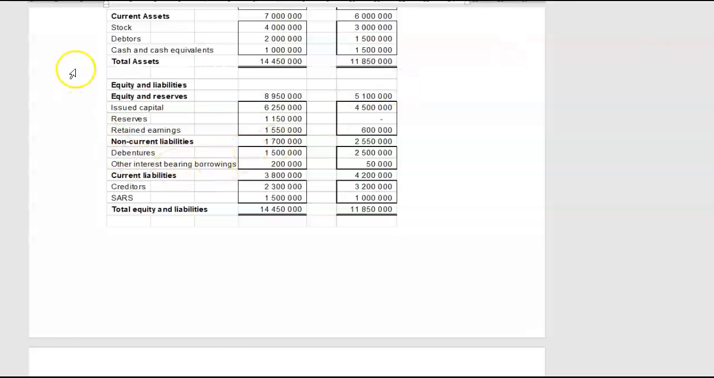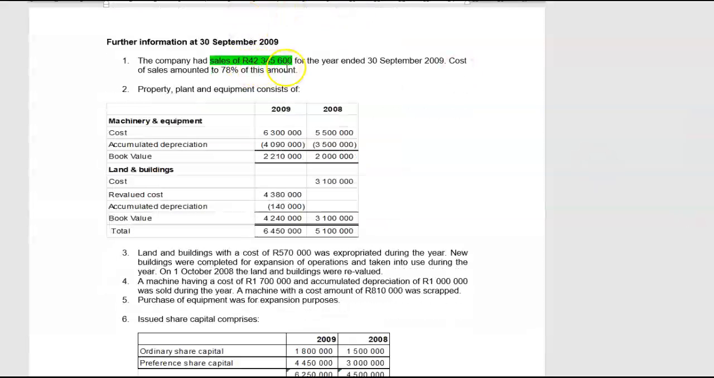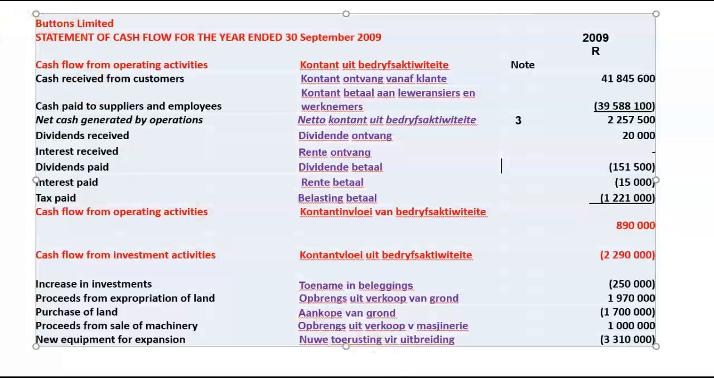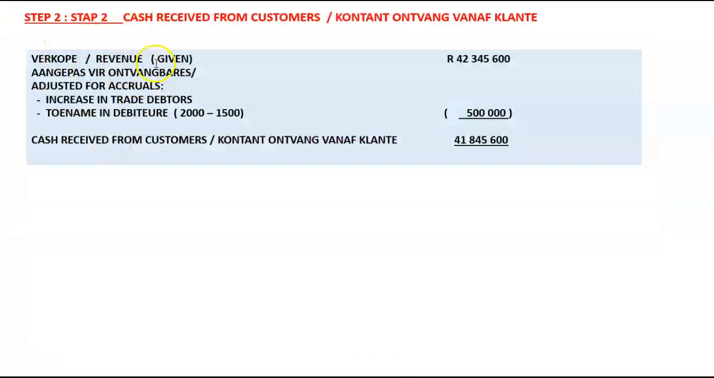I'm going to take my sales figure and I'm going to adjust for accruals against my sales figure by taking the movement in my debtors into account. So that 1.5 million, that was paid in this year, hopefully. There was no credit losses, so I can assume it was paid. And that 2 million Rand from this 42 million Rand worth of sales has not yet been received by the entity. So let's start with that one.